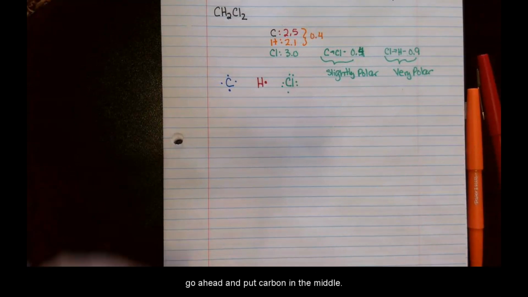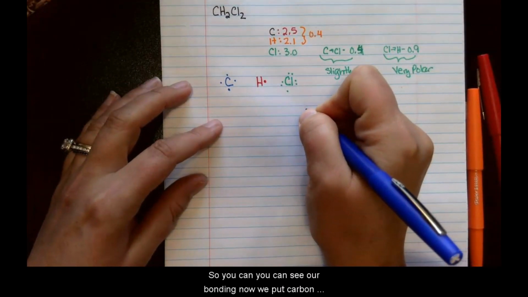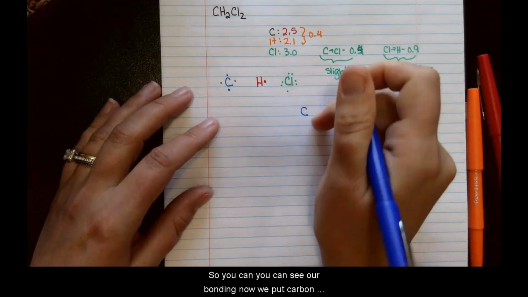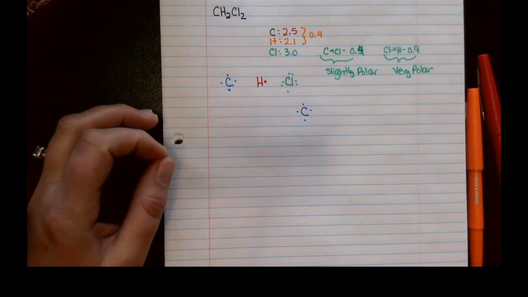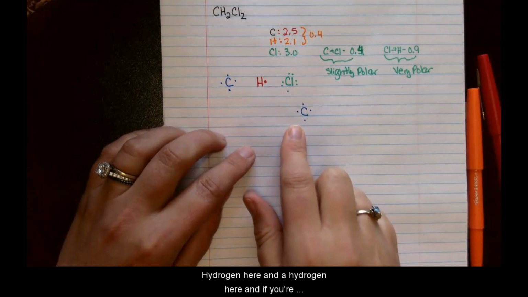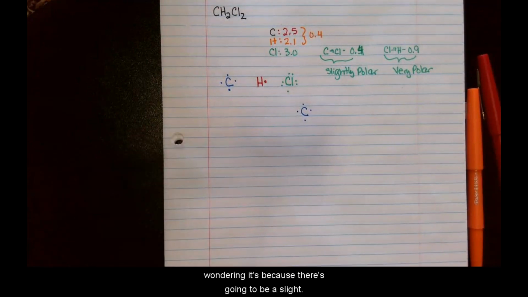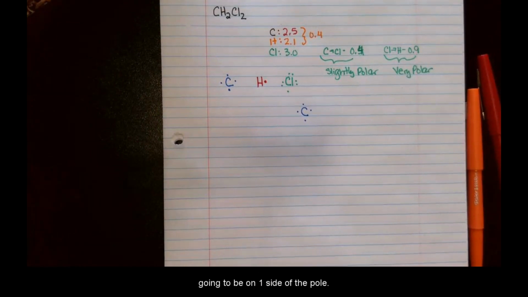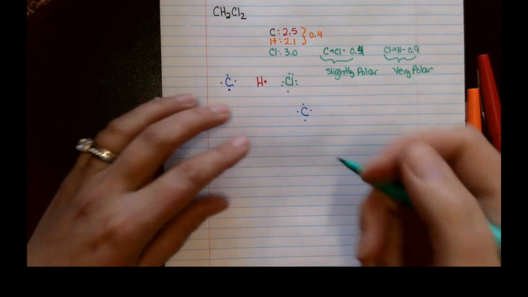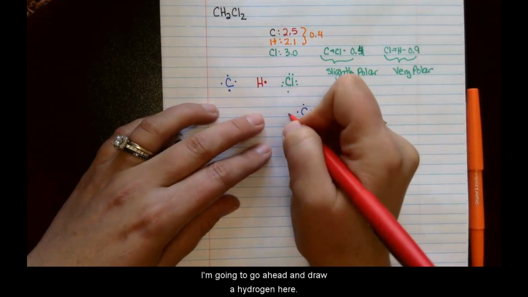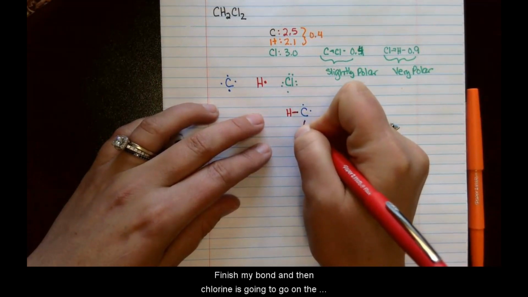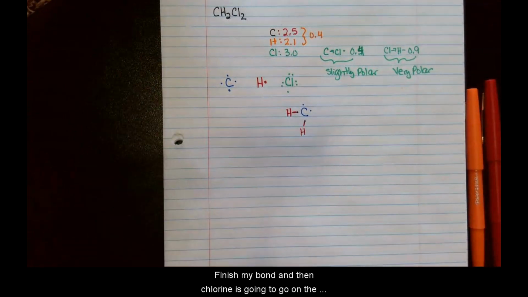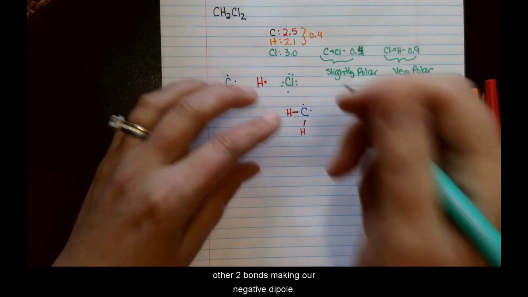Now, I'm going to go ahead and put carbon in the middle so you can start bonding. We put carbon in the middle, and we're going to draw the 4 dots around it. Now, we're going to put a hydrogen here and a hydrogen here. And if you're wondering, it's because there's going to be a slight positive polarity towards hydrogen, and so they're going to be on one side of the pole. So I'm going to go ahead and draw in hydrogen here and finish my bond, and hydrogen here and finish my bond. And then chlorine's going to go on the other 2 bonds, making our negative dipole.